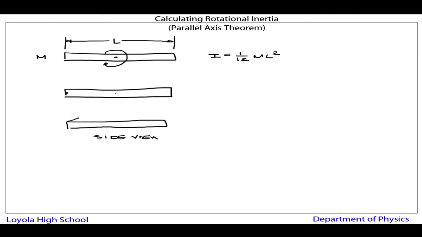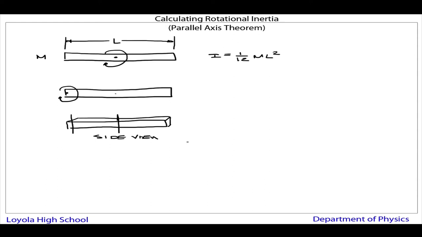So this is the object here like this. So this is the original axis. And we're going to move it to one, let's say right over here at the edge. Okay, so we're going to rotate about an axis that's parallel to the original. And again, we rotate it like this.